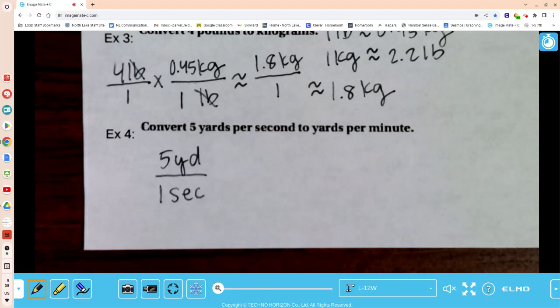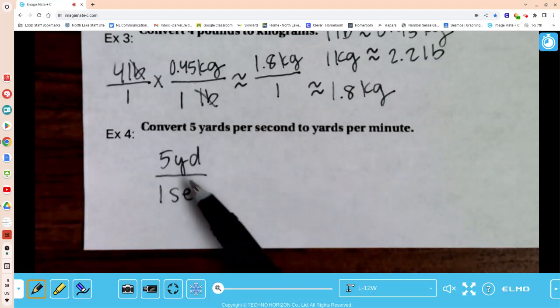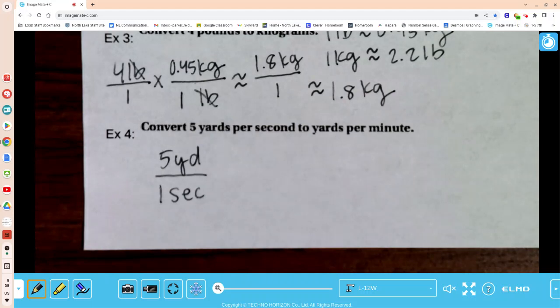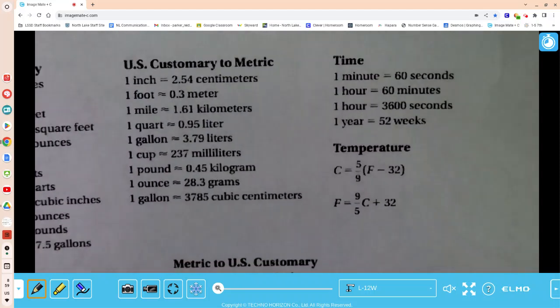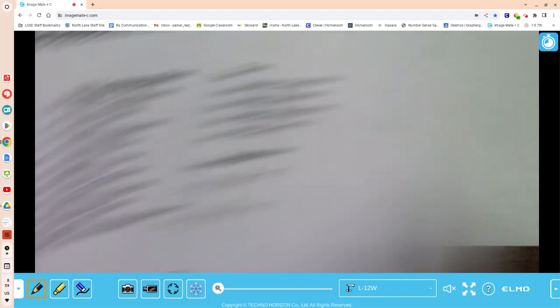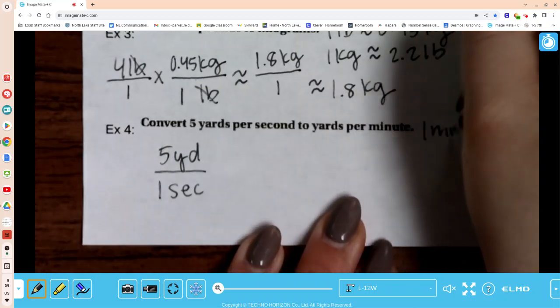So which unit am I trying to change? Am I trying to change the yards or am I trying to change the seconds? What does the problem ask me to do? Yeah, so yards is getting totally left alone. I'm changing the seconds and I'm changing it into minutes. So I need a relationship between minutes and seconds. Does anybody see on their conversion factor paper a conversion factor between minutes and seconds? 1 minute and 60 seconds. Okay. 1 minute equals 60 seconds.